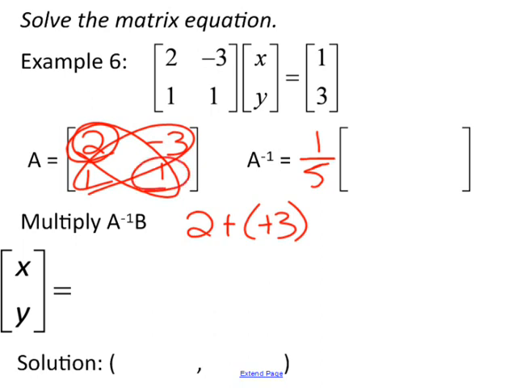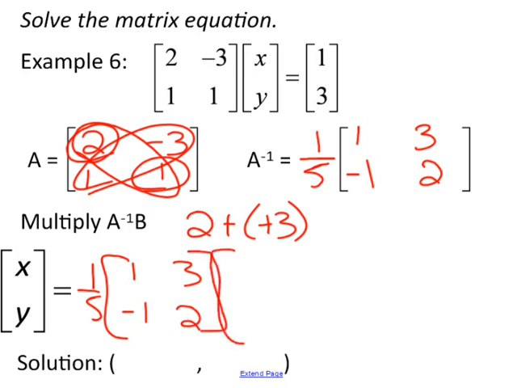This number, the 2 and the 1, they have to switch places, so the 1 is going to go on top and the 2 on the bottom. The other two numbers, the -3 and the 1, they have to change signs, so it's going to become +3 and a -1. We have our inverse matrix now, and we're going to take that and multiply by our constant matrix. So the 1/5, we're going to wait to multiply that. 1, 3, -1, 2. Our constant matrix is 1, 3. Still got that 1/5.